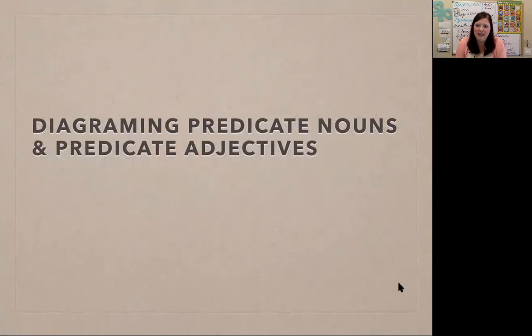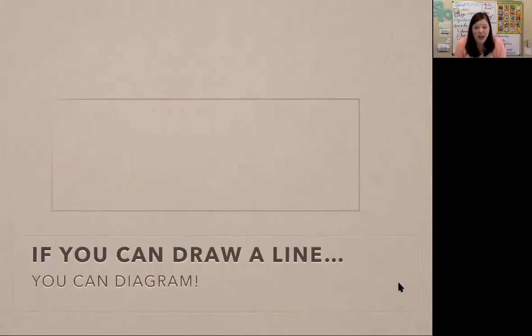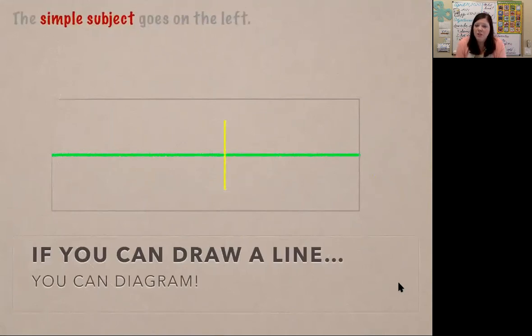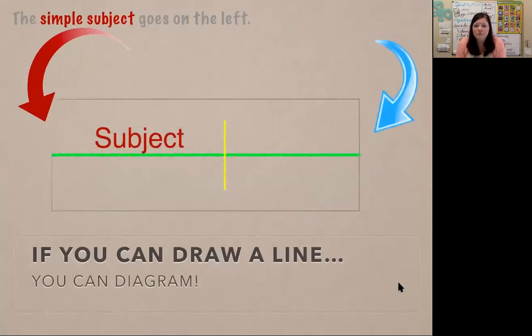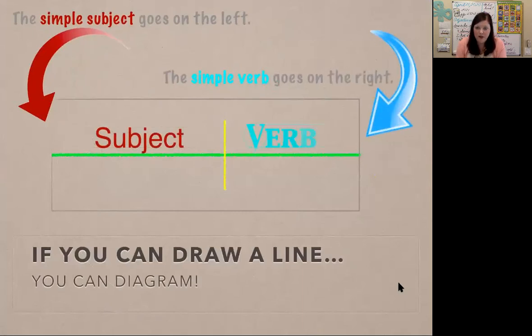Now, let's talk about diagramming. If you have a predicate adjective, now, I'm going to throw in predicate nouns just because you diagram them exactly the same. And you start out exactly the same with a straight line, cut it in half, the subject goes on the left, the verb goes on the right. Here's where it gets a little different. So buckle up. Here we go.